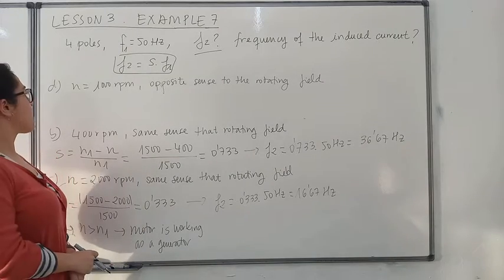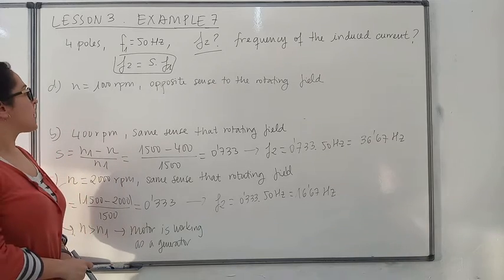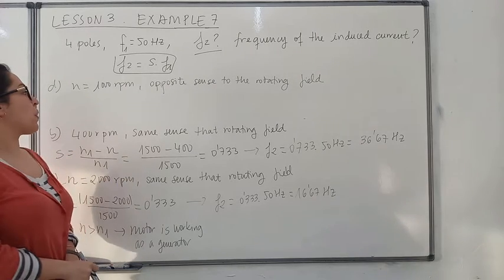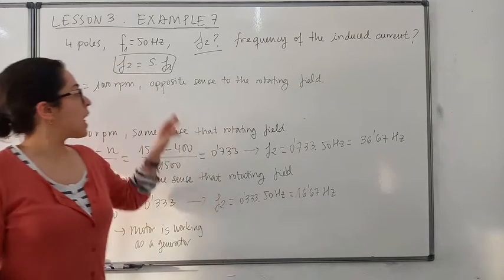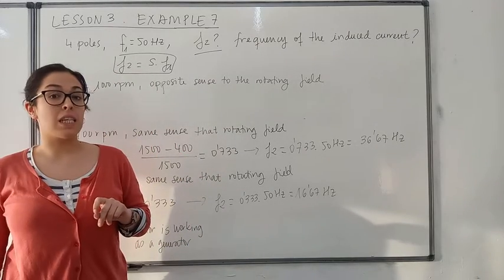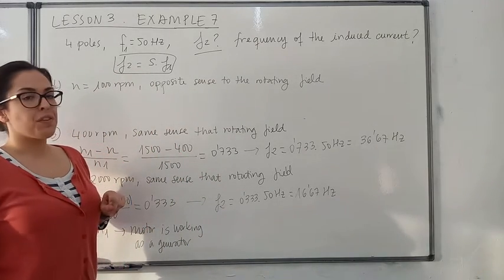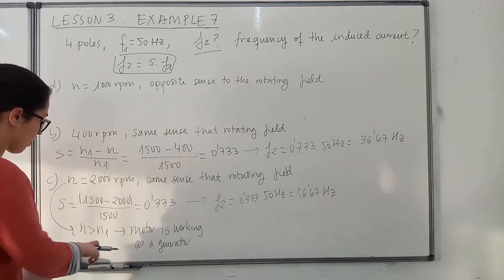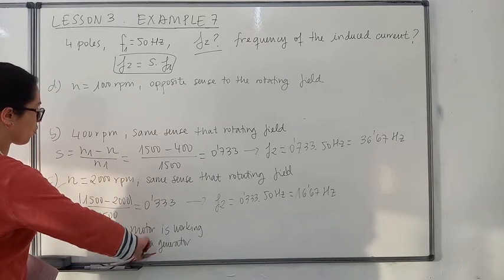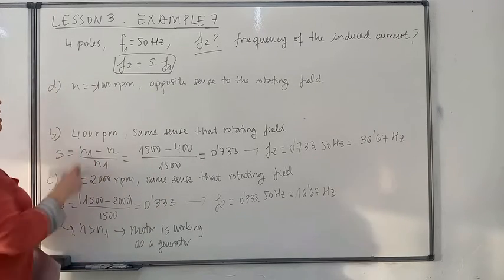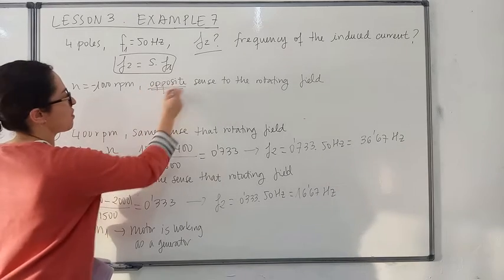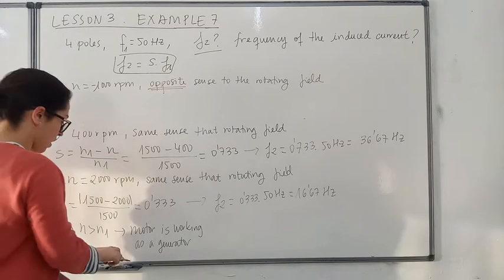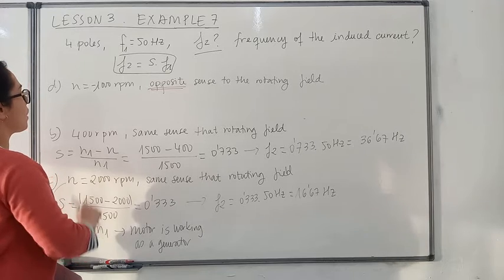So now in question D, we have that the angular speed is 1000 revolutions per minute, but now in the opposite sense as the rotating field. So what is the meaning of that? Okay, the meaning of that is that you need to consider this as negative, because its sense here is opposite to the rotating field.